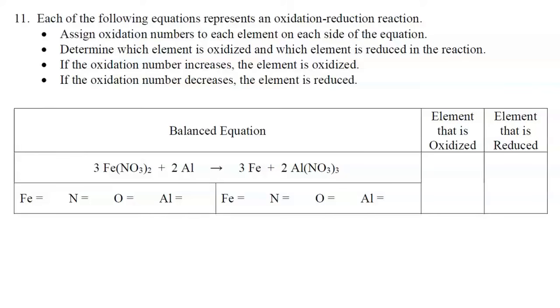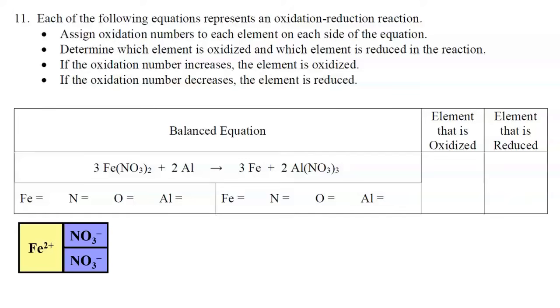So on the left side of the equation, we have an iron nitrate compound, and there are 2 nitrate ions for every 1 iron. So each nitrate is worth -1. That means that since we have two of them, the charge on the iron is +2. So the oxidation number of iron is +2. Aluminum is in elemental form. That's going to be an oxidation number of 0. And then within the nitrate, oxygen happens to be -2, and nitrogen is +5. And we've already seen nitrate as an example in question 10.